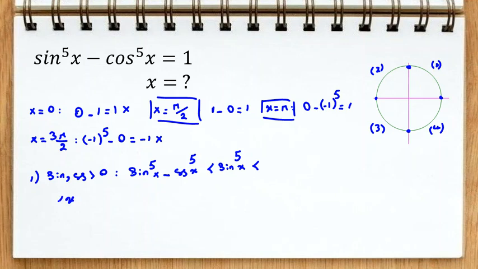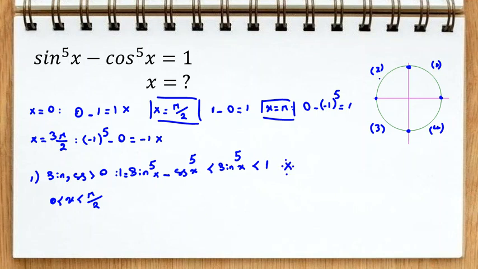Here x is what? Greater than 0, less than pi over 2, because we consider endpoints here. So sine x to the power of 5, because sine x is less than 1, when you raise it to the power of 5 is also less than 1. And then what can we conclude? We know that sine x to the power of 5 minus cos x to the power of 5 equal to 1. Let me write it here. 1 is less than 1, so that's a contradiction.